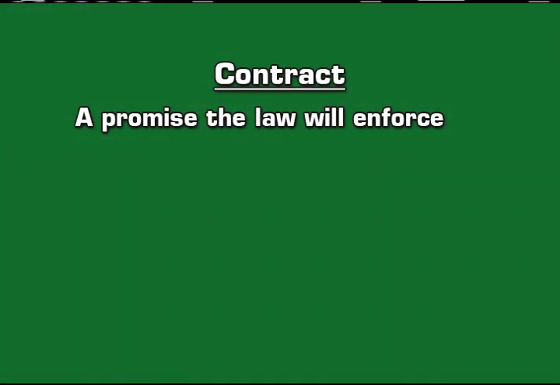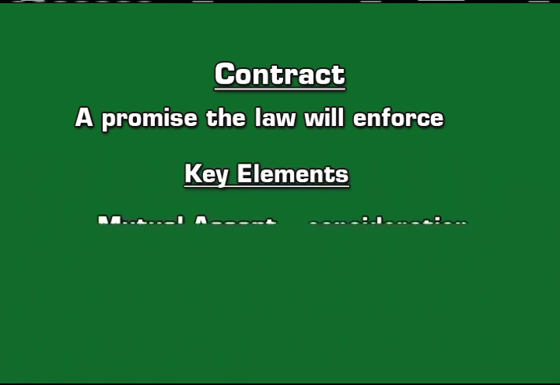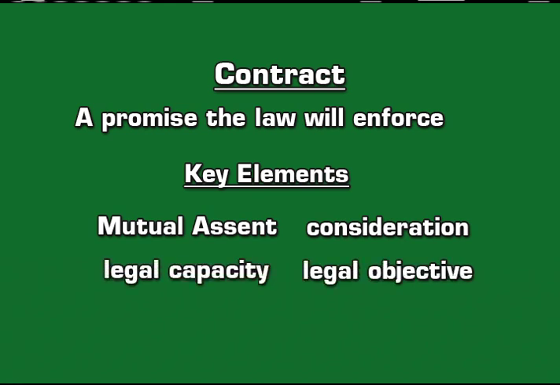The most common definition of a contract is simply a promise that the law will enforce. The key elements of a contract are mutual assent, consideration, and of course, the parties must have legal capacity, and there must be a legal objective, or there cannot be a prohibition by law on whatever the subject matter of the contract is. Now, before we begin with consideration, I want to take a few moments and define for you what we mean by an express contract, what's an implied contract, and let's talk about quasi-contracts, and then we'll begin with today's lecture.